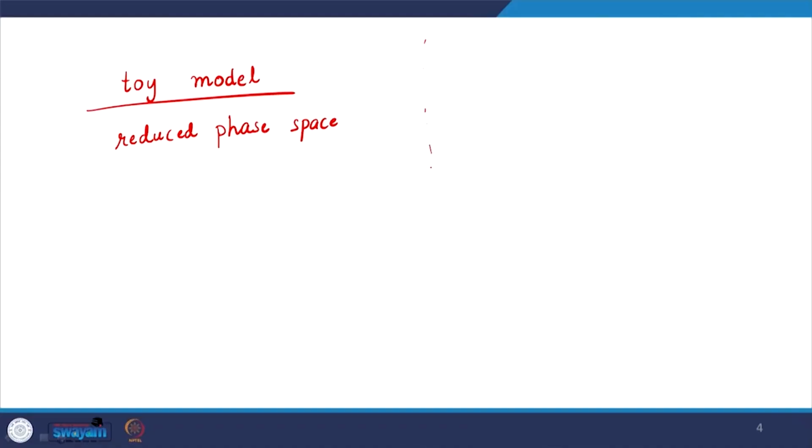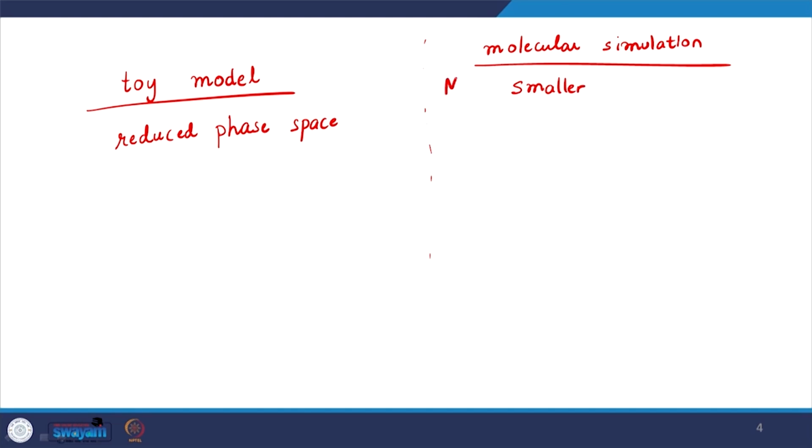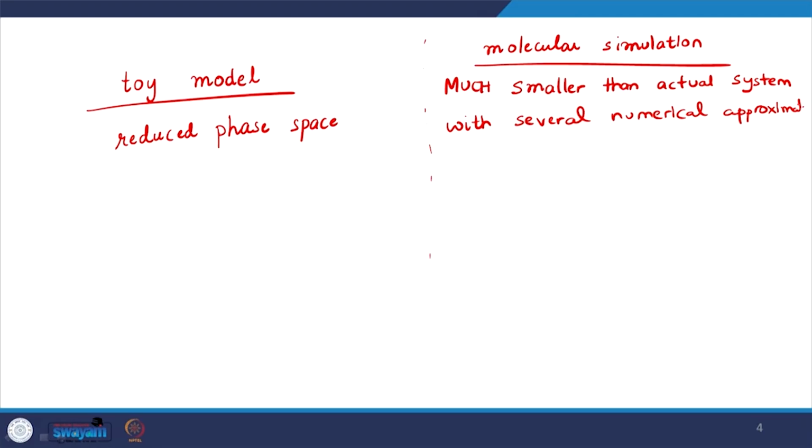On the other approach is we can try to do a molecular simulation. Now, clearly we cannot do it for the actual system, but we can do for a smaller, I must say much smaller than actual system, with several numerical approximations. We will get to that molecular simulation part in the next week, but let us first look at the toy model part of it and see how exactly it can achieve that, right.